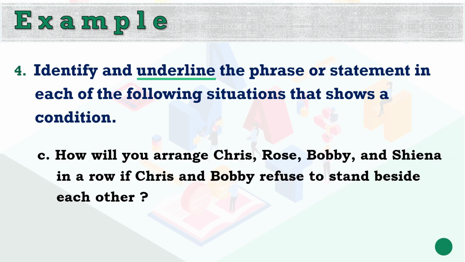For letter C, the answer is Chris and Bobby refuse to stand beside each other. Because they are arranged in a row, then the two of them, which is Chris and Bobby, must not be placed together.